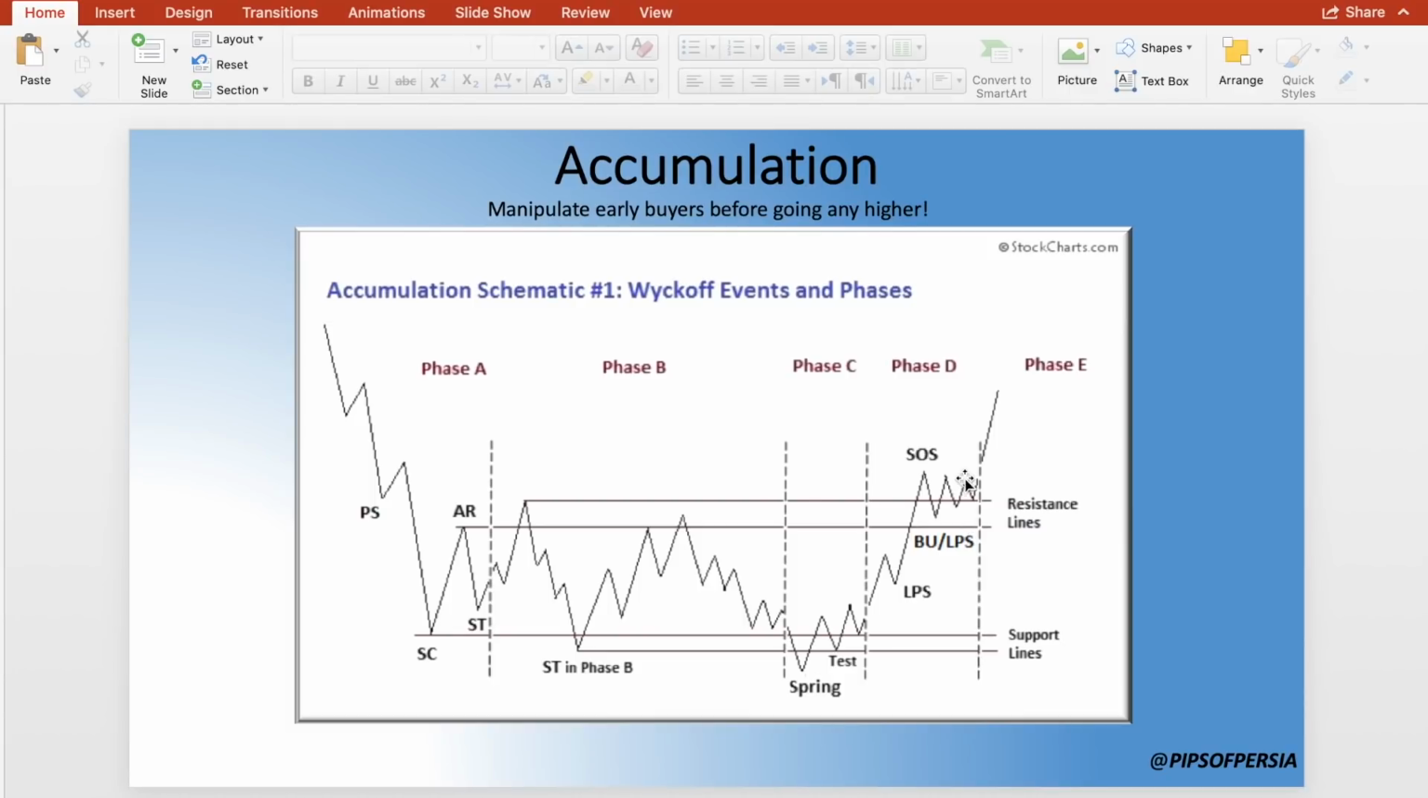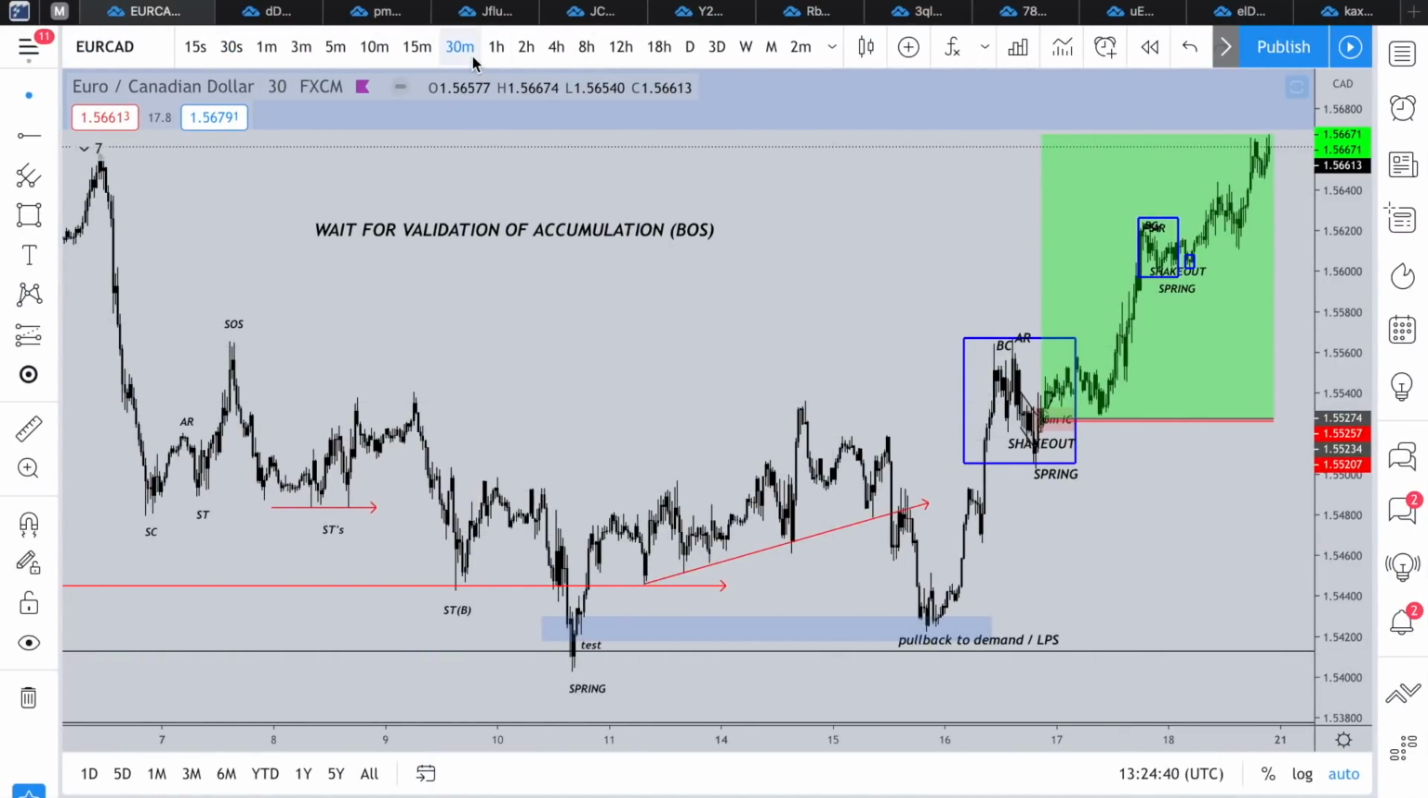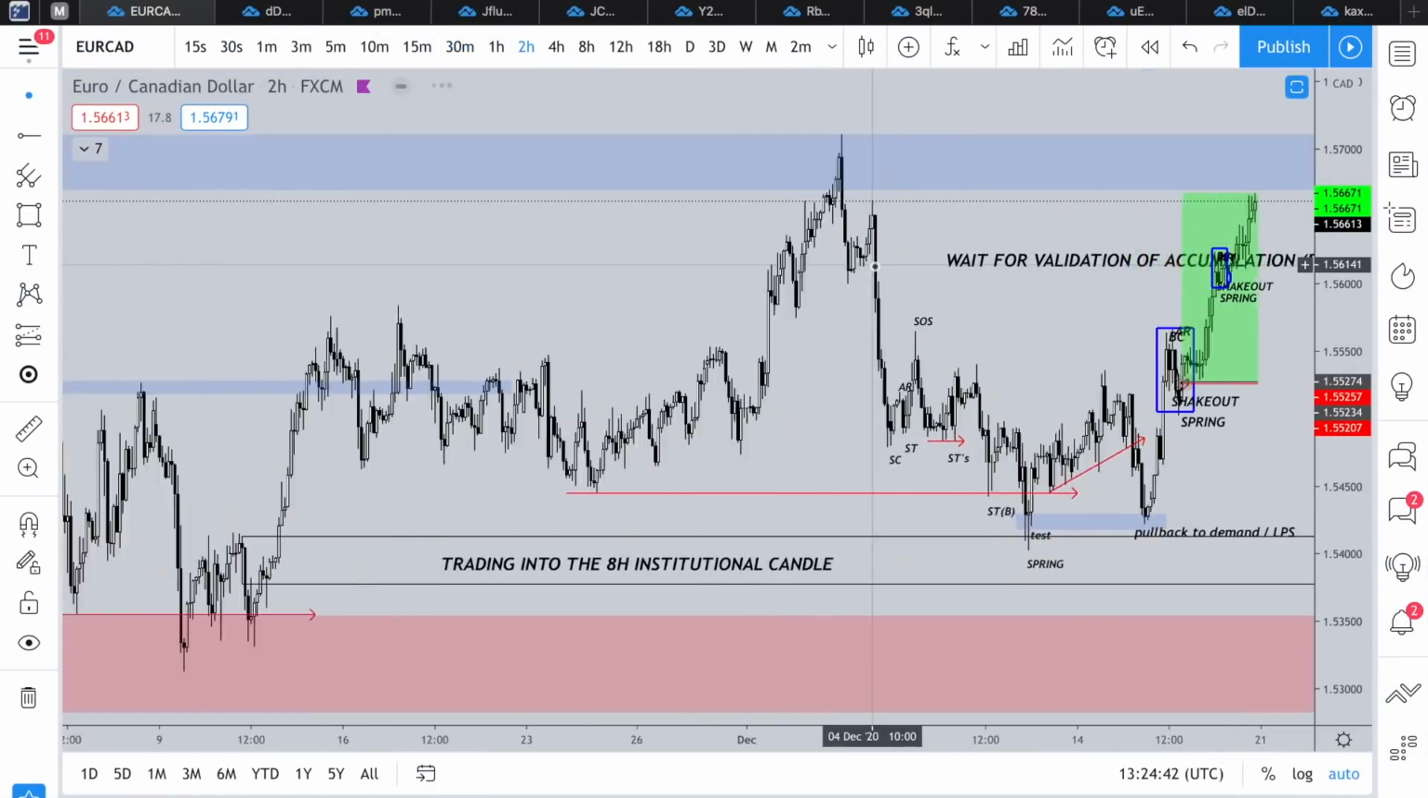Sometimes you will see that this little consolidation that takes place on that accumulation schematic is simply a lower time frame reaccumulation, and if we can see that lower time frame reaccumulation, there is not much need for this market to come back down and, for example, mitigate these institutional candles in the middle of the range. And this is exactly what took place over here. So let's have a look at it, for example, on the 2-hour time frame.